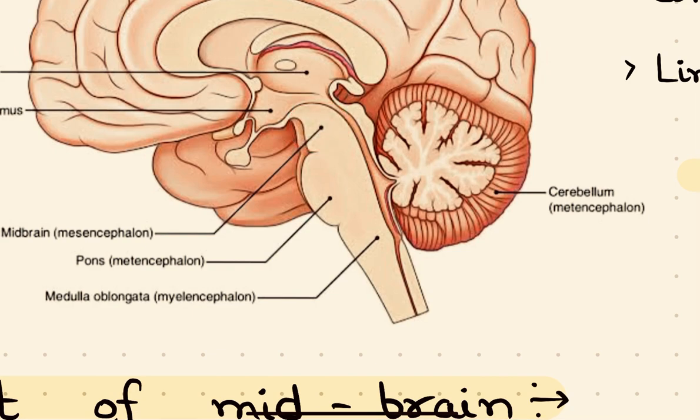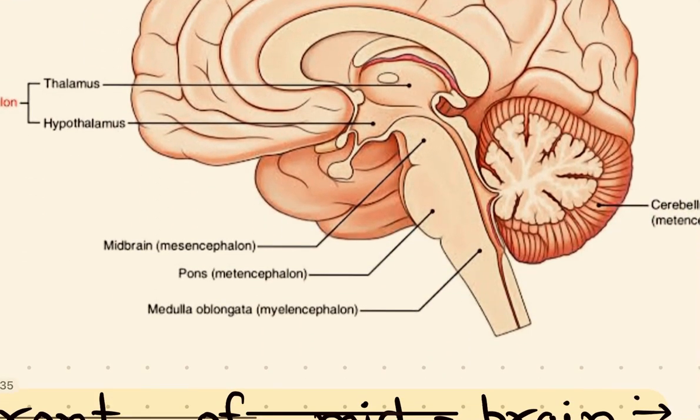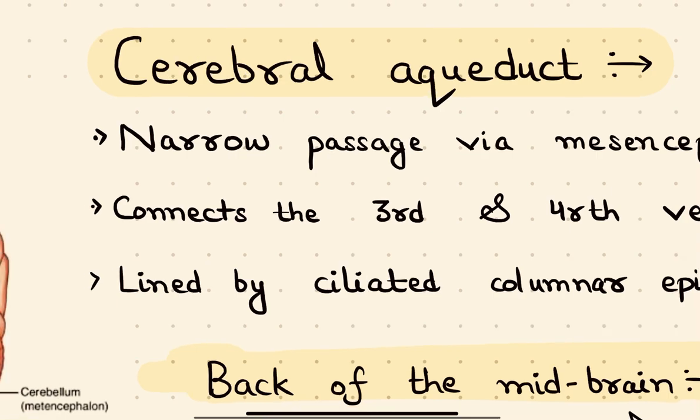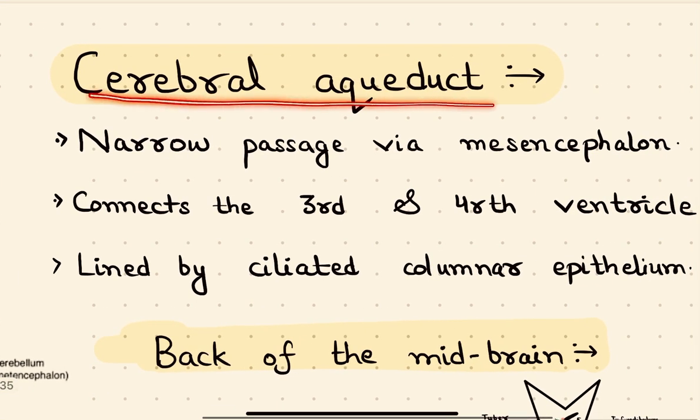Now, how midbrain looks from the anterior and posterior side, and what are the important or significant anatomical structures present in the midbrain, as we are studying the anatomy of midbrain. So let me first tell you, there is a duct known as cerebral aqueduct.